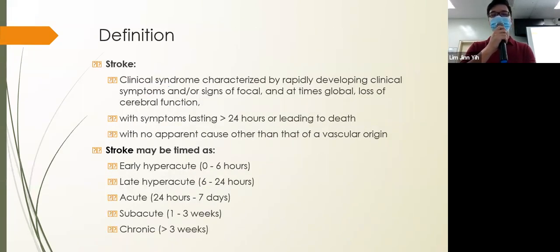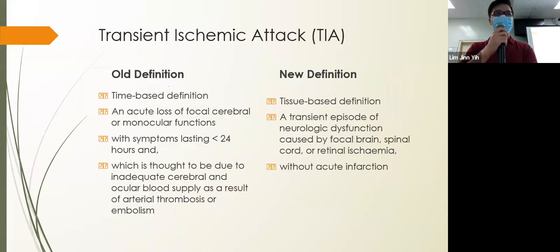It can also be classified based on timing. We have early and late hyperacute stroke, which is less than 6 hours and 6 to 24 hours. If it's within 1 week, then it's acute stroke. More than 1 week to 2 weeks, and beyond that, it's chronic.